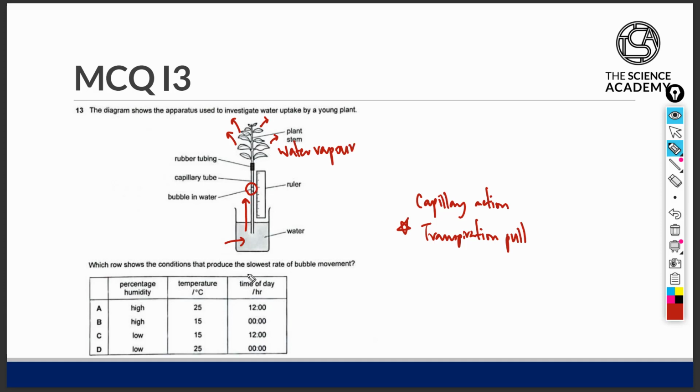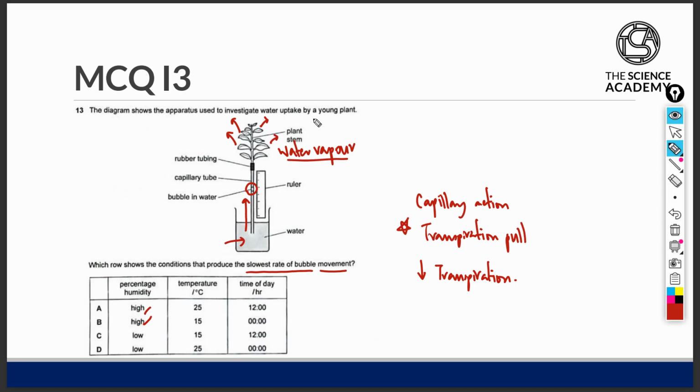Therefore, to produce the slowest rate of bubble movement, I would assume upwards, we need to reduce this transpirational pull, and that means we need to reduce the transpiration rate or reduce transpiration in the plant. The first factor that can affect transpiration is the percentage humidity, which measures the amount of water vapor in the external environment. We know that it has to be high because having a high concentration of water vapor in the external environment, the concentration gradient of this water vapor within the leaves and in the external environment is going to be very gentle.